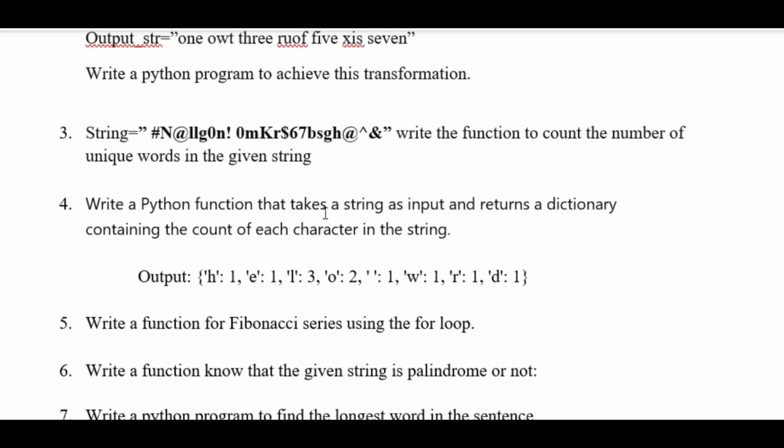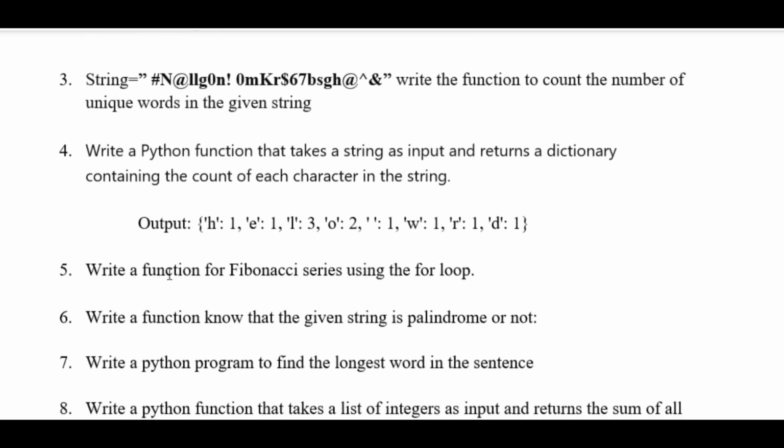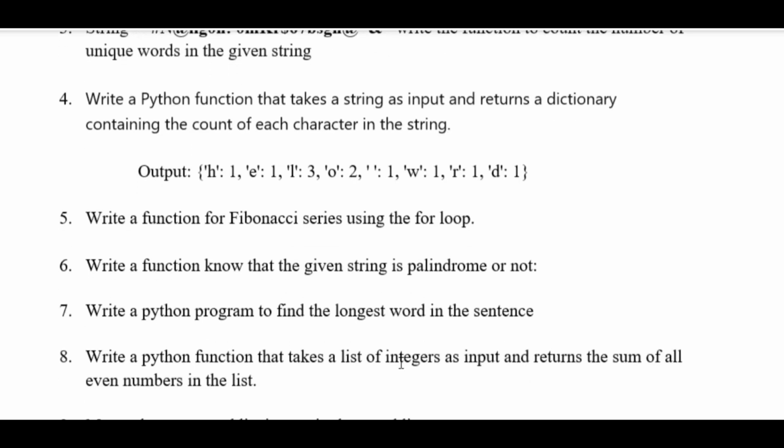Write a Python function that take a string as the input and return a dictionary containing the count of each character in a string. Write a function for Fibonacci series using for loop. Write a function to check the given string is palindrome or not, like a literal. Write a Python program to find the longest word in the sentence by identifying word by word and calculating the length of the word. We can find the longest word in a given sentence.